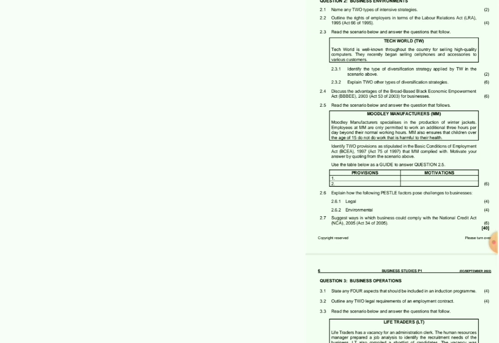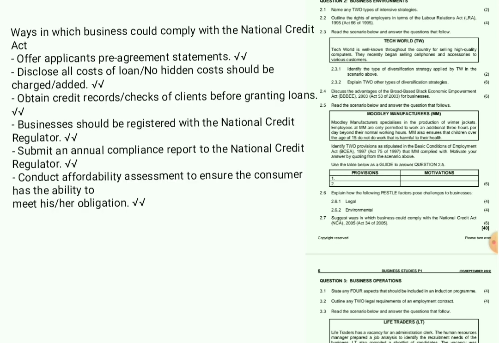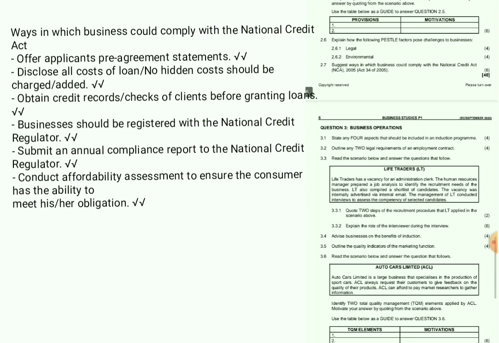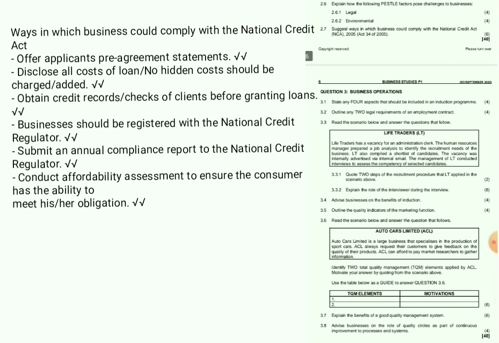Offer applicants pre-agreement statements. Disclose all costs of loan. No hidden costs should be charged. Obtain credit records. Checks of clients before granting loans. Businesses should be registered with the National Credit Regulator. Those are the answers. Question 3, operations.